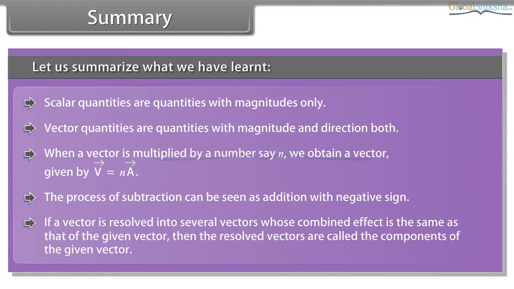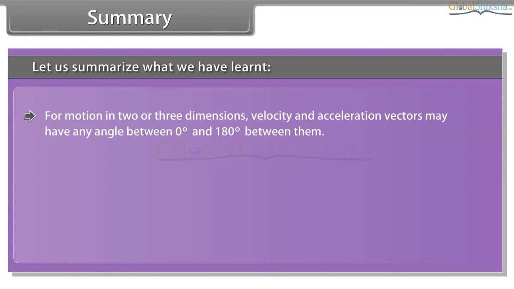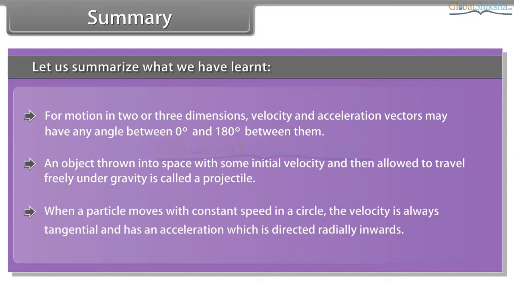If a vector is resolved into several vectors whose combined effect is same as that of the given vector, then the resolved vectors are called the components of the given vector. For motion in 2 or 3 dimensions, velocity and acceleration vectors may have angle between 0 degree and 180 degree between them. An object thrown into space with some initial velocity and then allowed to travel freely under gravity is called a projectile. When a particle moves with constant speed in a circle, the velocity is always tangential and has an acceleration which is directed radially inwards.